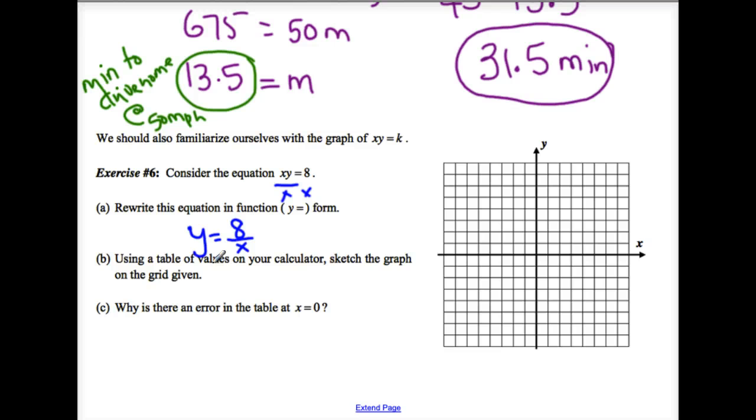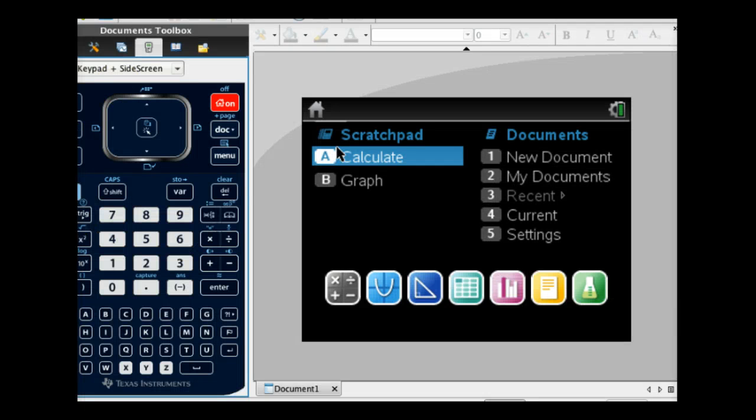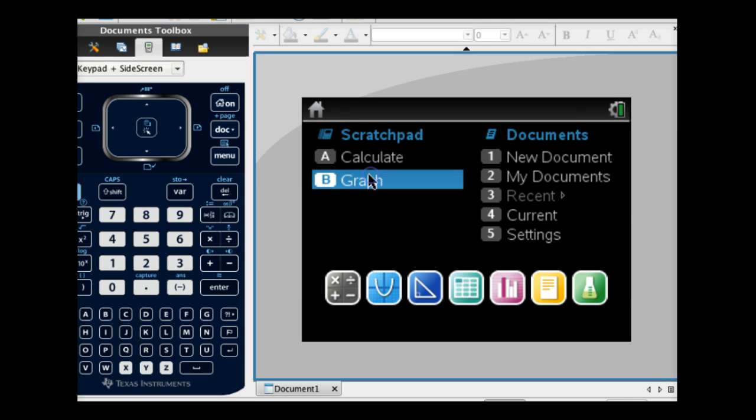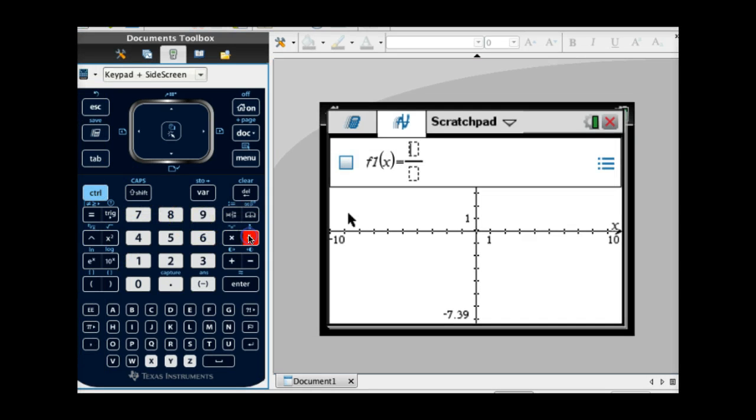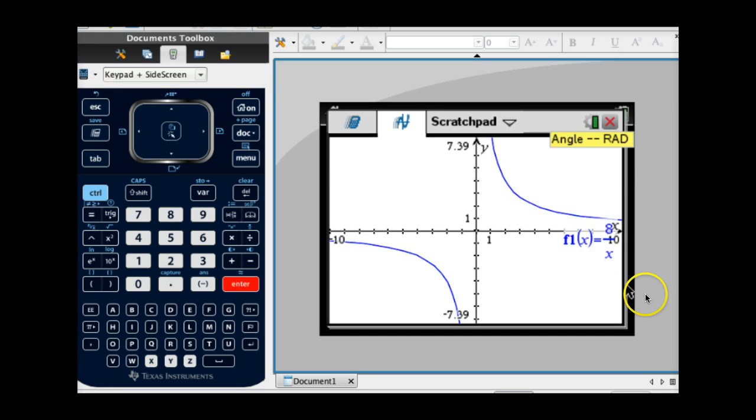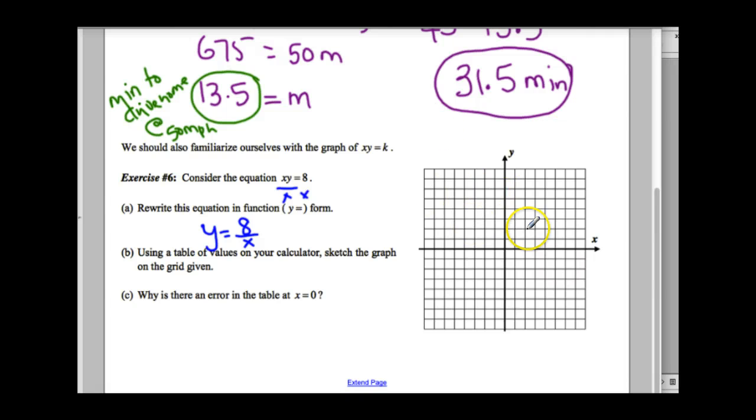Pause the video, grab your calculator. Alrighty, now that you've got your calculator, we want to go to graph. And I want to enter our function, control division, 8 on the top, and x at the bottom. Hit enter, that's what you should see. So now this is what you are going to sketch on this graph right here.